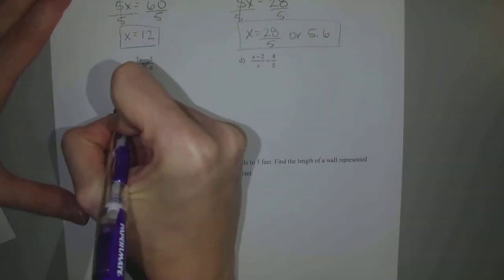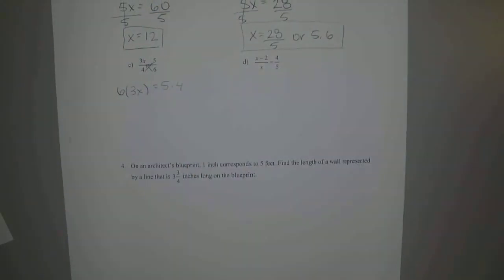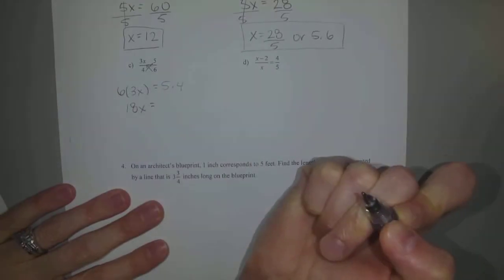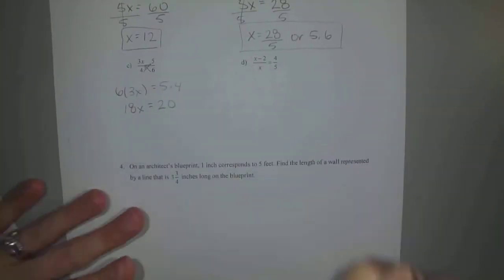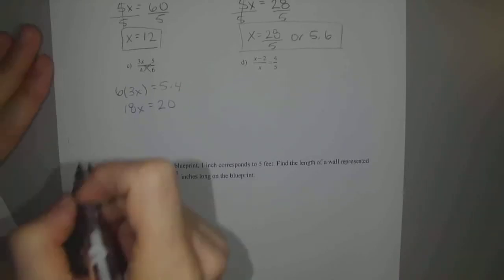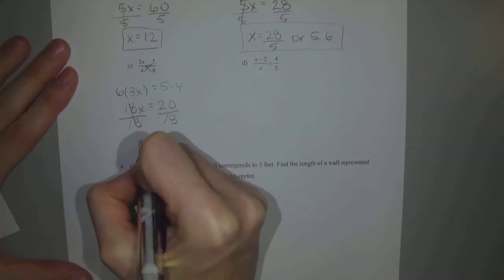We're going to take 6 times 3x and 5 times 4. So you take one denominator times the opposite numerator. This, guys, you just multiply the numbers, okay? What's 6 times 3? 18. So that will just be 18x. And then what's 5 times 4? 20. You got it. And then your last move is always going to be to divide that x by whatever that coefficient is in front. So we're going to divide both sides by 18. This will cancel out and you get x.